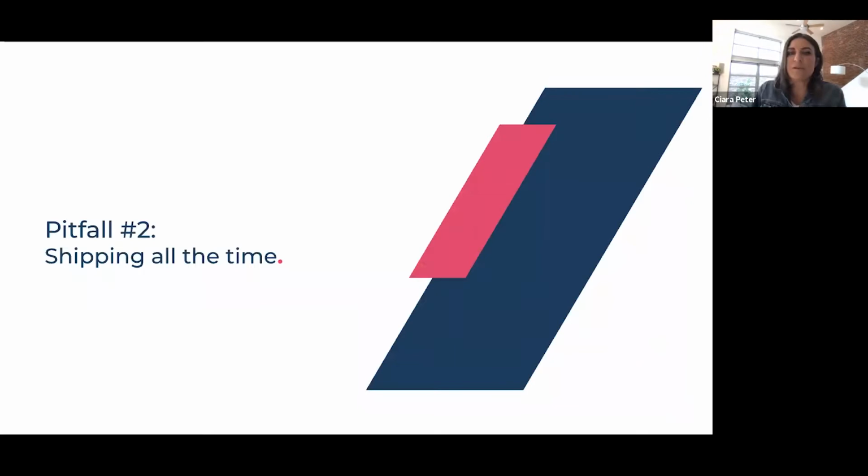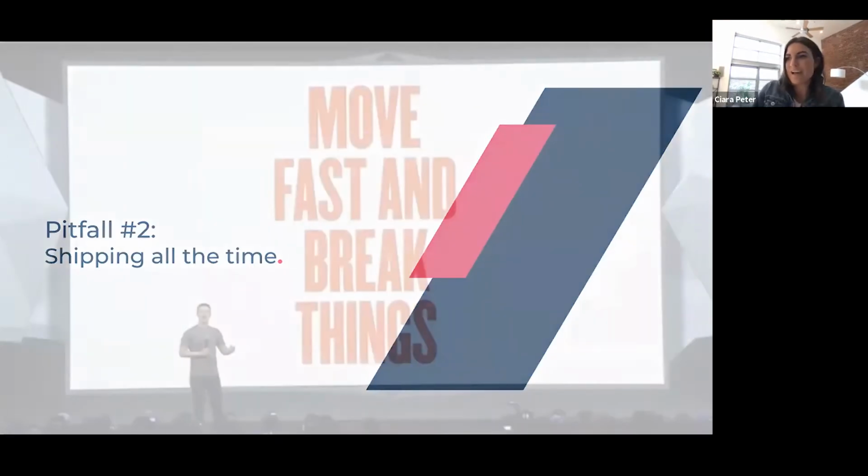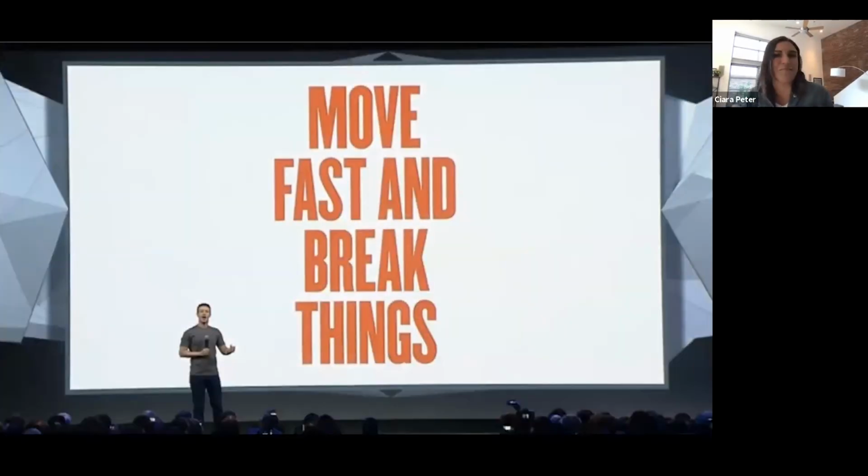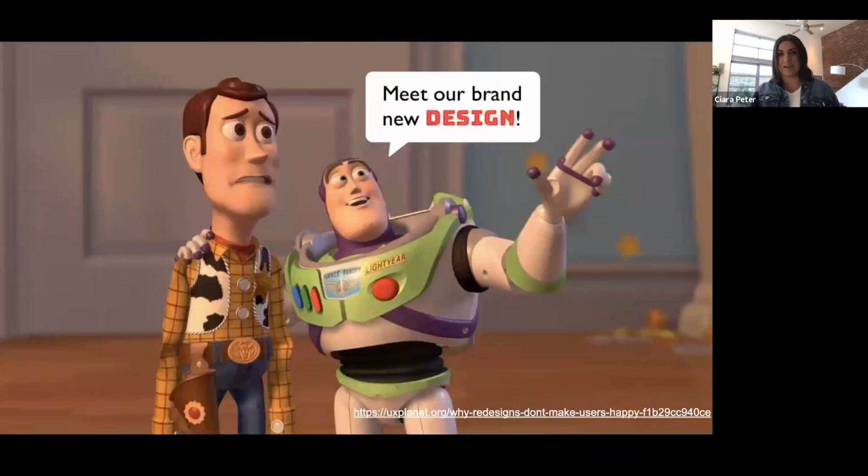Second pitfall to watch for is shipping all the time. I love Facebook. I think I've used an example a couple times now, so not a dig on them at all. But I think this phrase became really popular around 2011, 2012: move fast and break things. It meant ship things all the time. Do experiments. Do large scale testing.